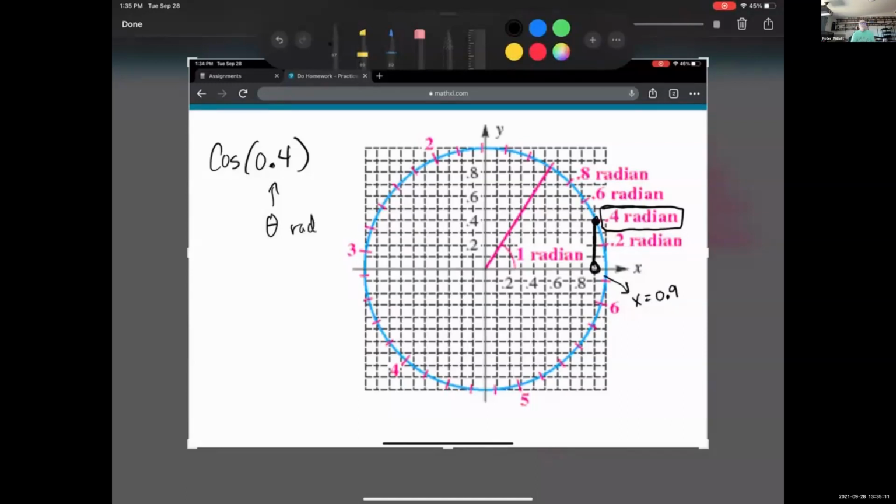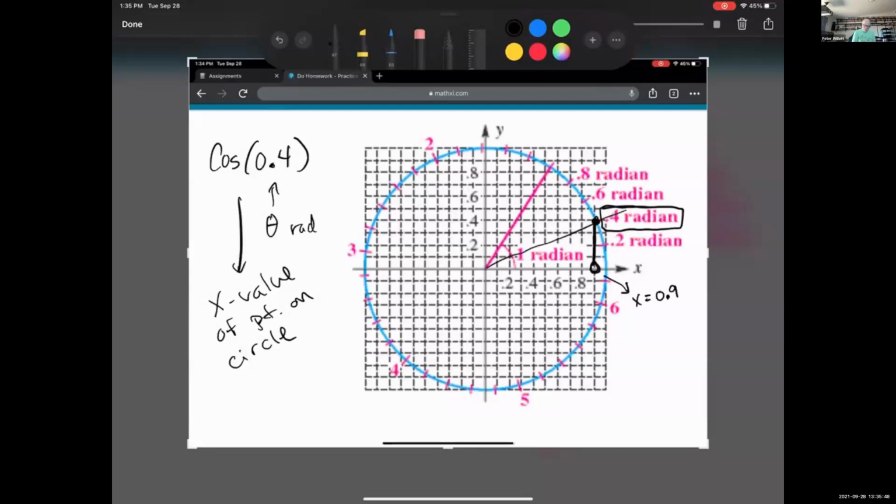How do you feel about that? So that's the answer. They asked us, what is cosine of 0.4? We have to find where is the radian measurement of the angular place to get to 0.4.